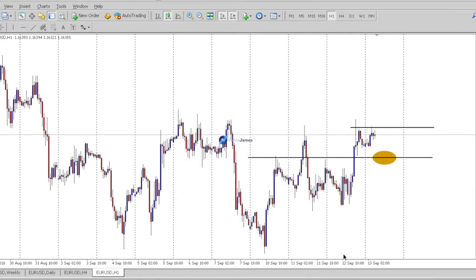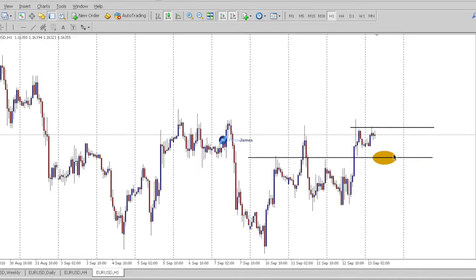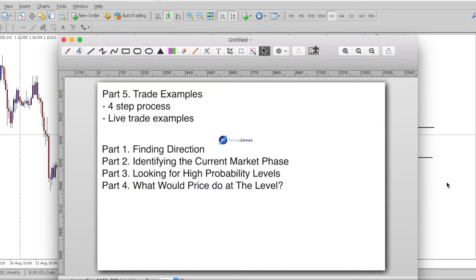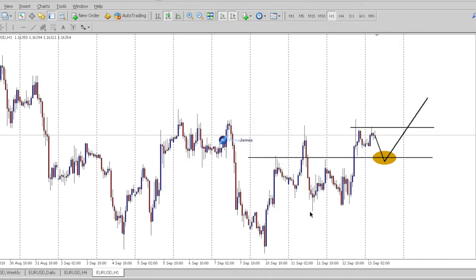Now it looks more obvious. This is the level which I've identified. Previous resistance turned to support. And what would price do? I'm thinking that it would hold. So we'll see what price will do.